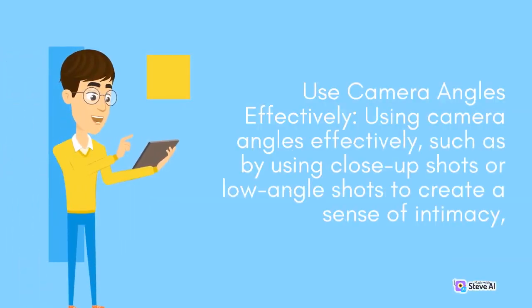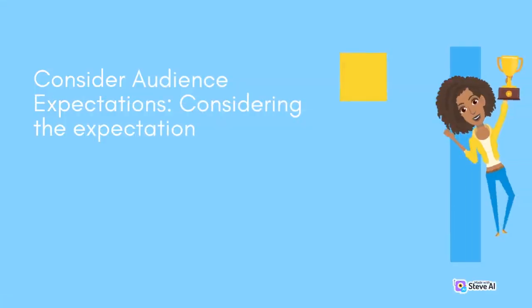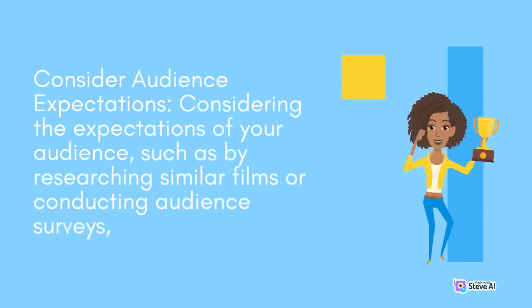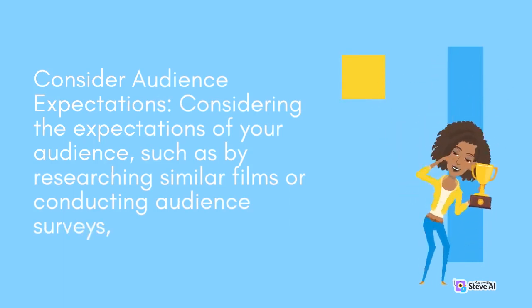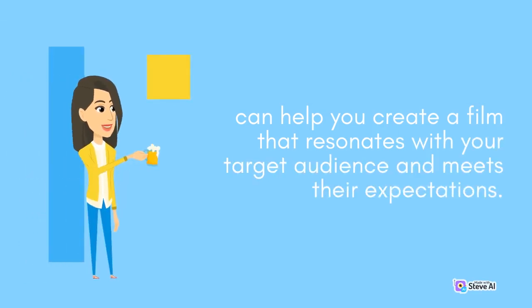Use camera angles effectively. Using camera angles effectively, such as by using close-up shots or low-angle shots to create a sense of intimacy, can help you create a more visually interesting and impactful film. Consider audience expectations. Considering the expectations of your audience, such as by researching similar films or conducting audience surveys, can help you create a film that resonates with your target audience and meets their expectations.